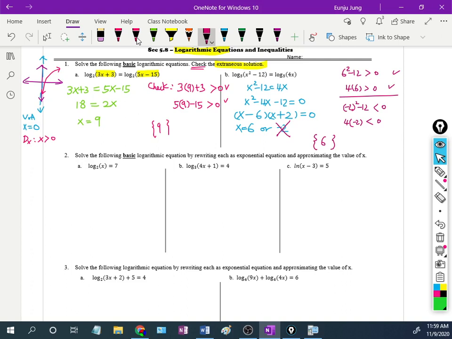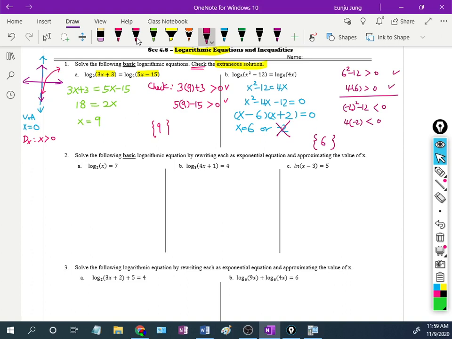Question number 1, A and B, looked easy because the bases on the left and right were the same. So all we needed to compare was the input values. Question number 2 looks different, because on the left hand side we have a logarithm and on the right hand side we have nothing on it, right? So we have no idea how to change this to the same base. Instead of doing that, in this case we are going to consider rewriting this logarithm as an exponential function.